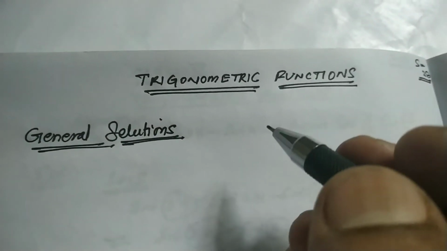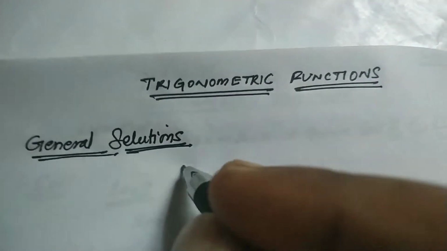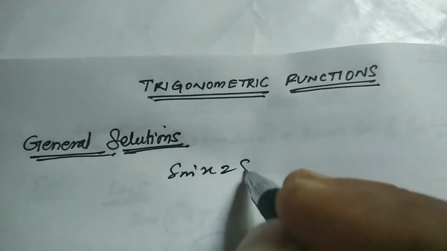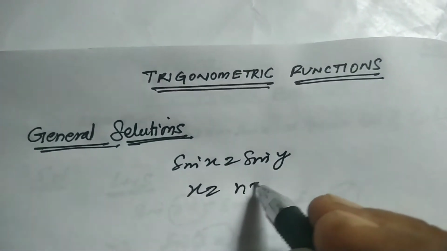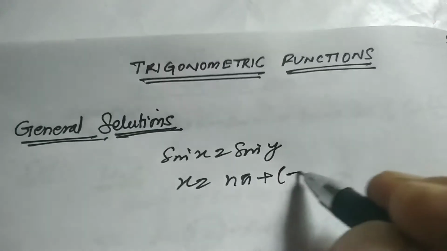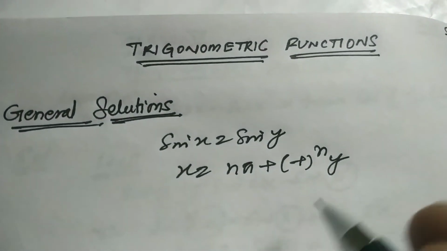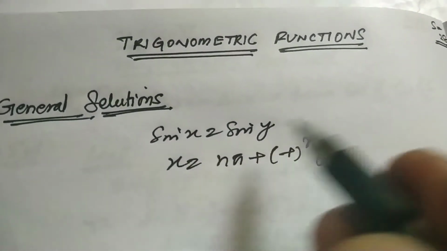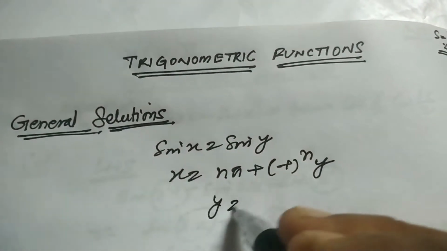In previous sessions, we solved the general solution of sin x. We solved this as sin x is equal to sin y, and x is equal to n pi plus minus 1 to power n, y. Here, whenever we solve such type of problems, y must be the principal value.